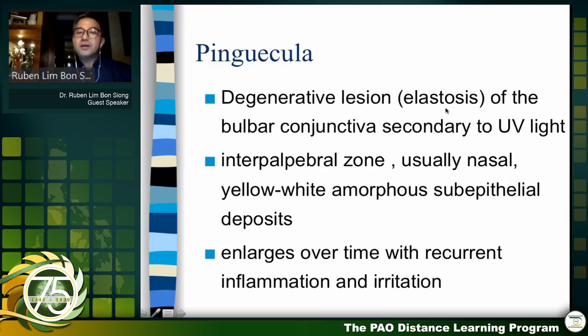And UVC cause pinguecula? I don't know. Well, the cornea will suffer first. Again, in the interpalpebral zone, usually nasal, you see a yellow-white amorphous subepithelial deposit. It enlarges over time. And then because it's elevated, and because of the constant friction of the lids, the lid wiper on the lesion can give you on and off irritation that it'll become inflamed. It's because of the constant rubbing.